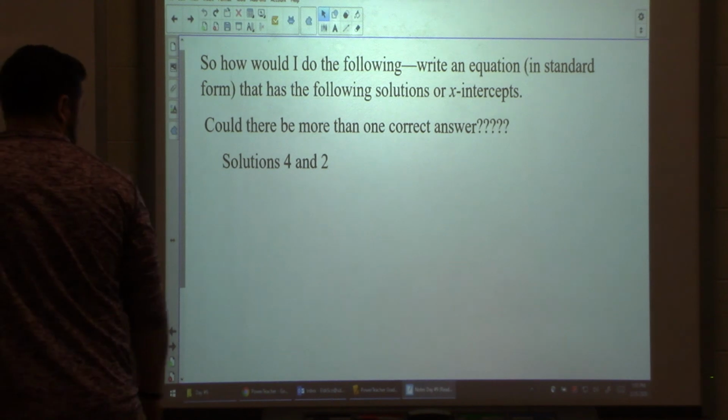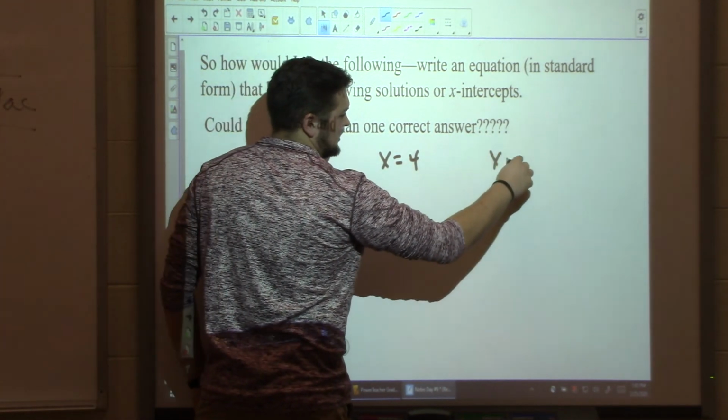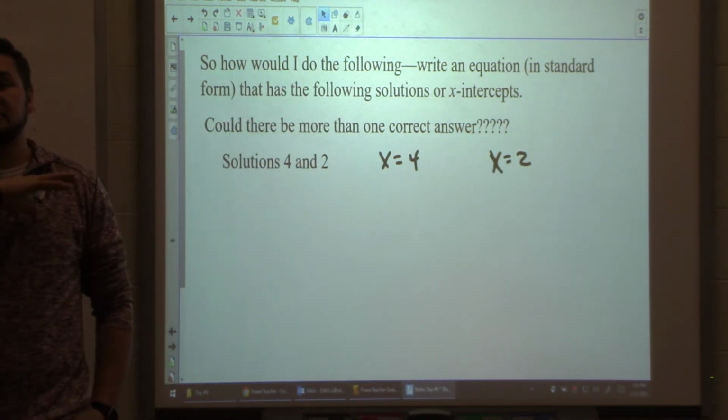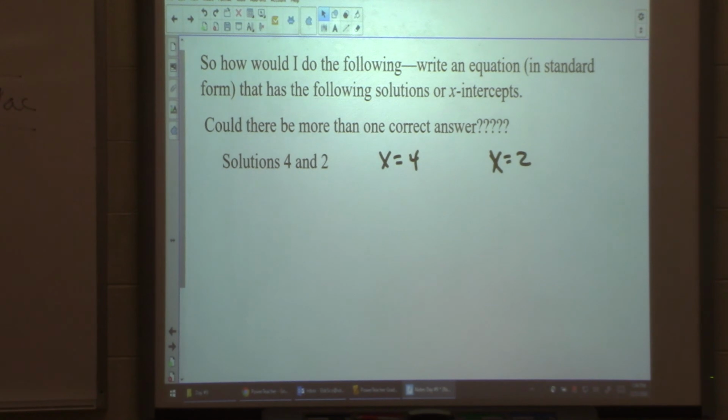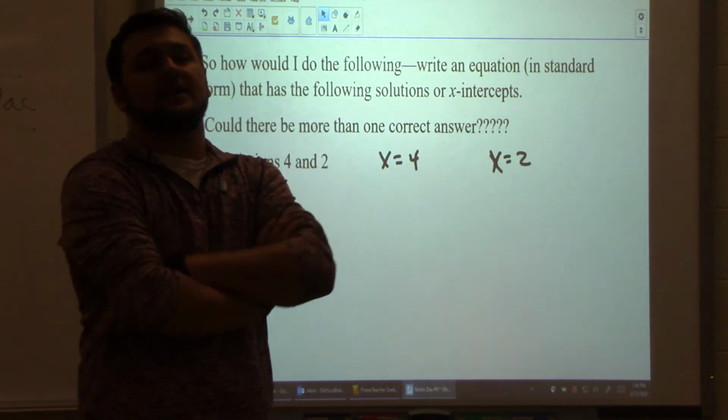So we have solutions x equals 4. I'll even write it out like that. And x equals 2. So we give you what the solutions are. We want you to write the equation in standard form. How are we going to do that? What's that? X plus 4. Not x plus 4 and x plus 2. You're on the right track, though.